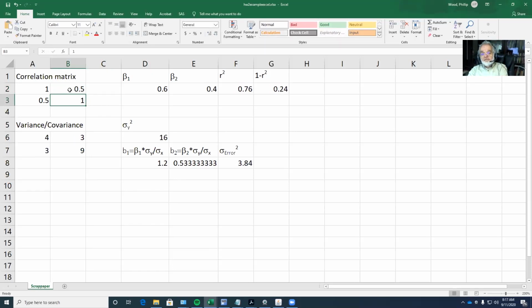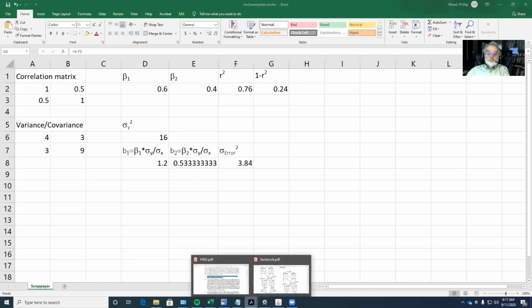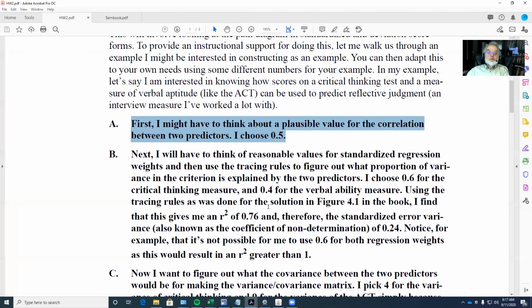Well, once I have the R-square for the model, I can calculate the proportion of error variance by taking 1 minus R-square, and that would be 0.2. Well, that's good. So let's come back to this.